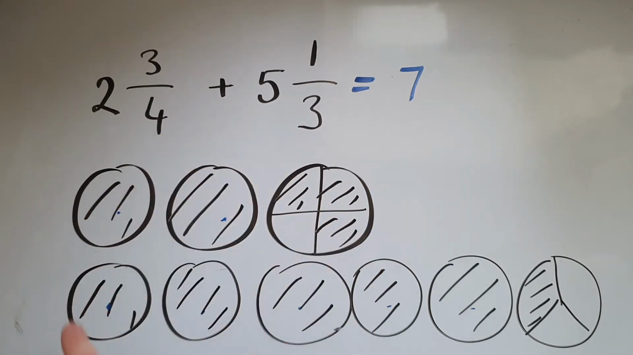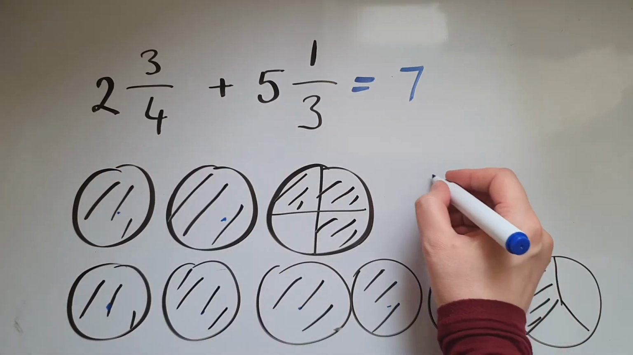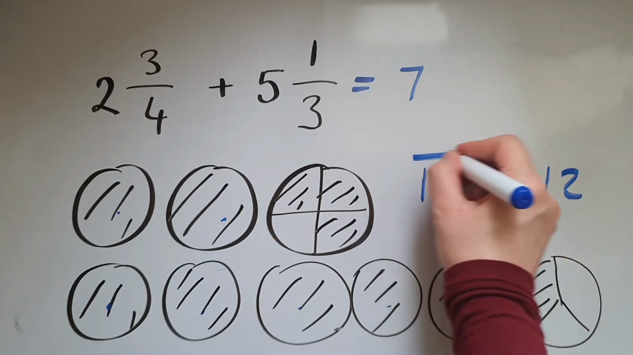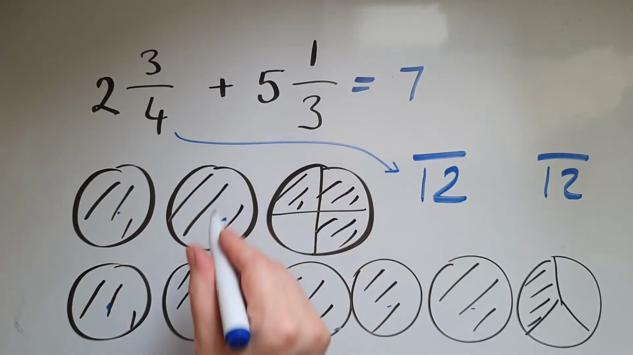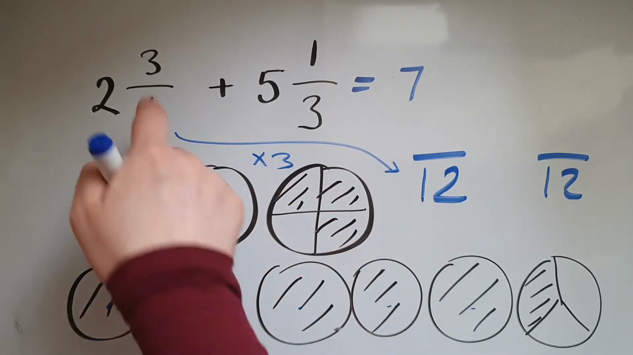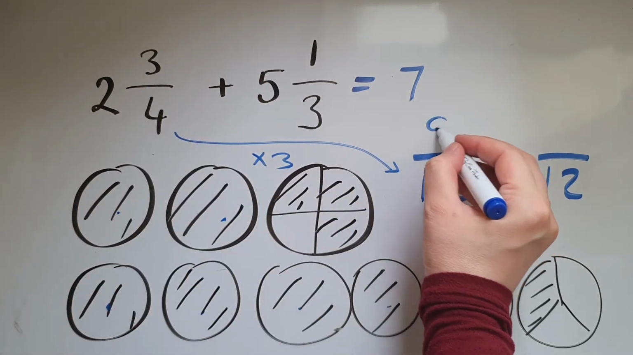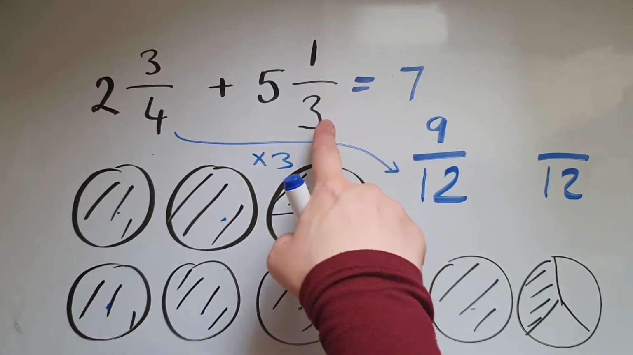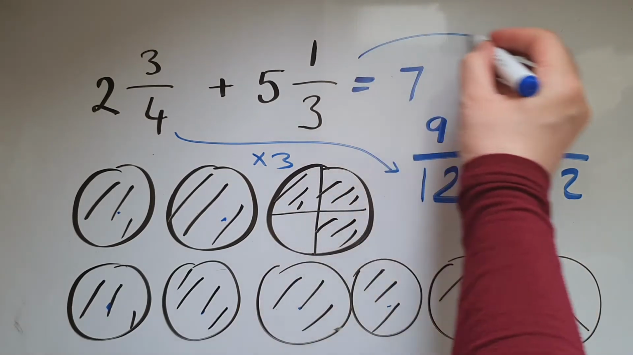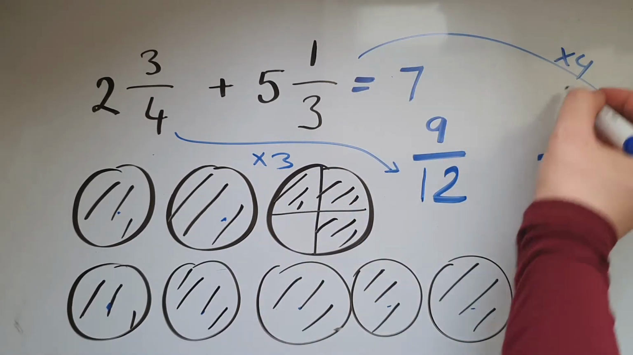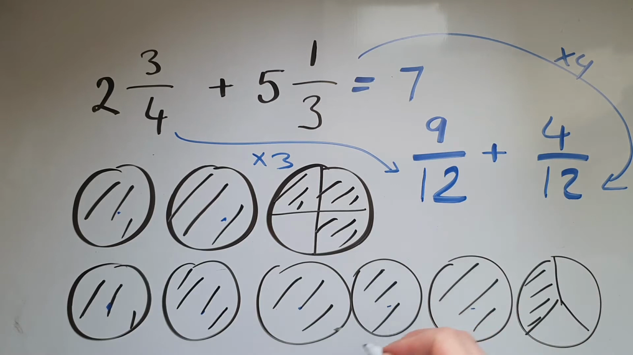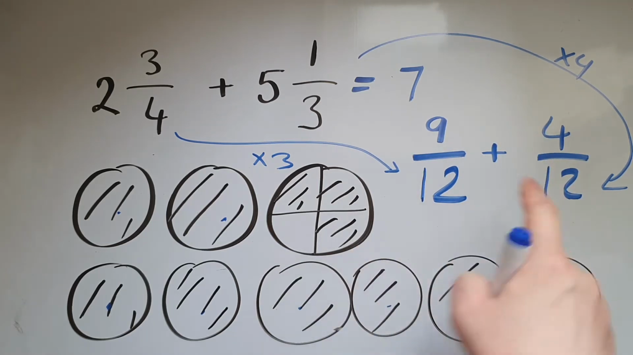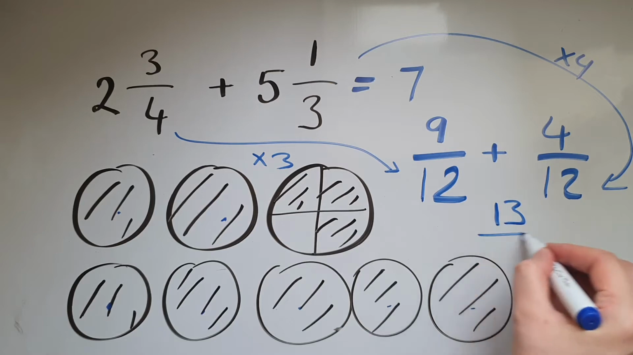They have different denominators, so that means I need to find a common denominator. A common denominator of 4 and 3 is 12. So to get from 4 to 12, I've multiplied by 3. That means I'm going to multiply 3 by 3 as well to get 9. To get from 3 to 12, I've multiplied by 4. So I'm going to multiply 1 by 4 as well. So 9 12ths and 4 12ths gives me 13 12ths.